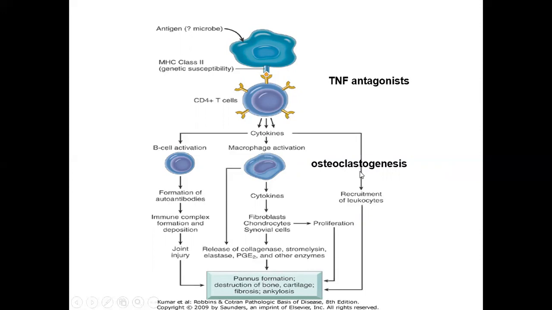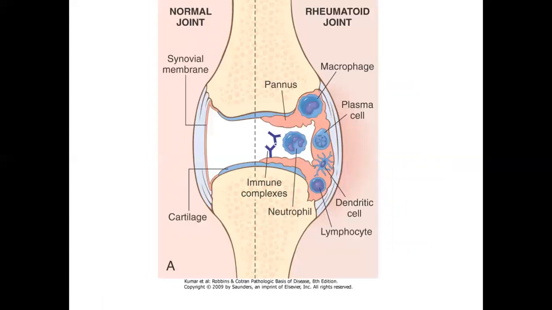Osteoclasts are also activated by the cytokines secreted by CD4 positive T cells, and these recruit the leukocytes. So this is the pathogenetic mechanism of rheumatoid arthritis.